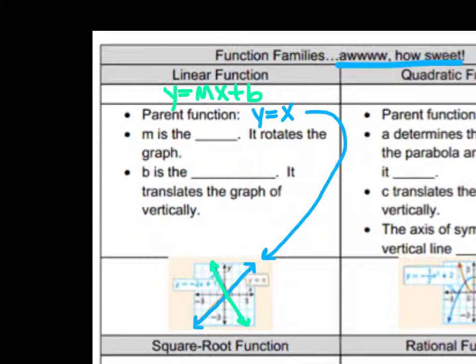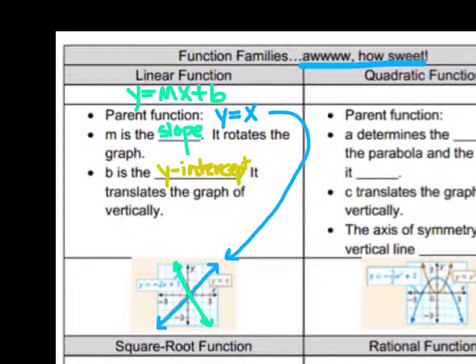M in our function is the slope. Make sure you're filling this out as you go along. It rotates our graph, and our b is the y-intercept. It translates the graph vertically, so it makes it move up or down on the y-axis. So those are the different ways that we can change our linear functions up, and we know how to graph them. We worked with them for a very long time at the beginning of the year.